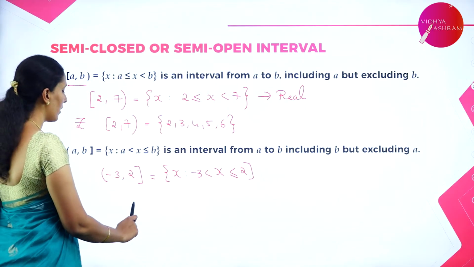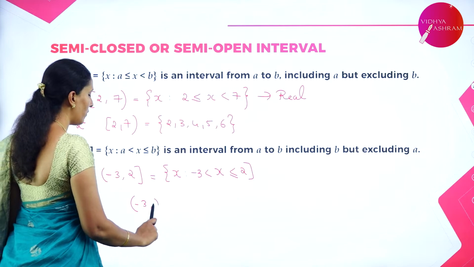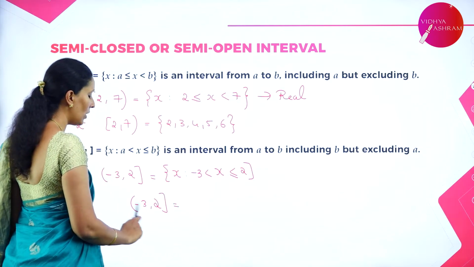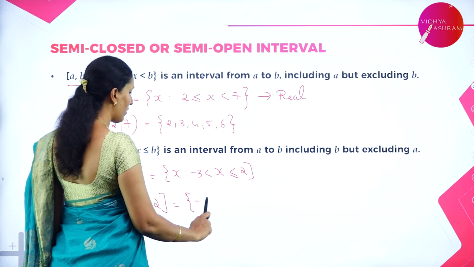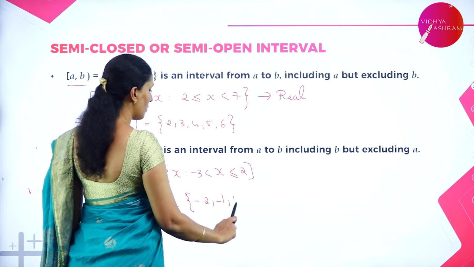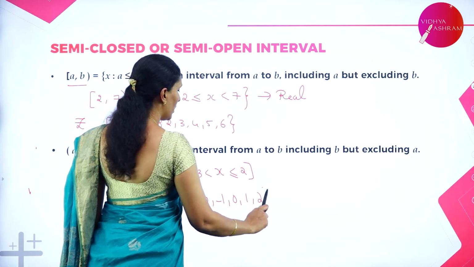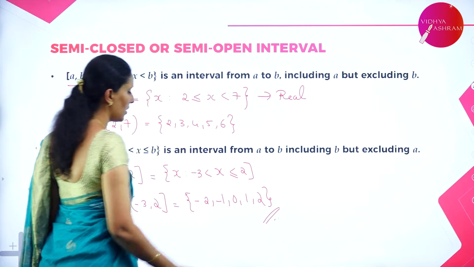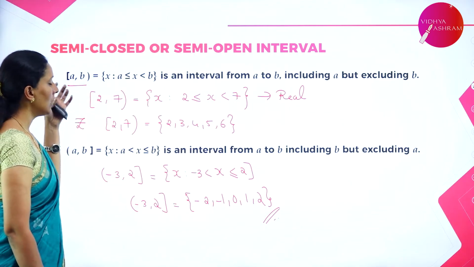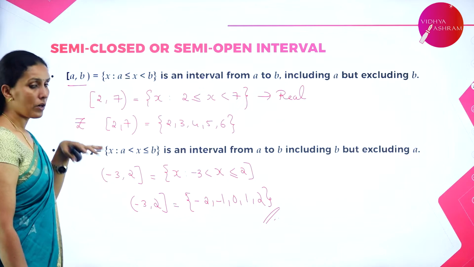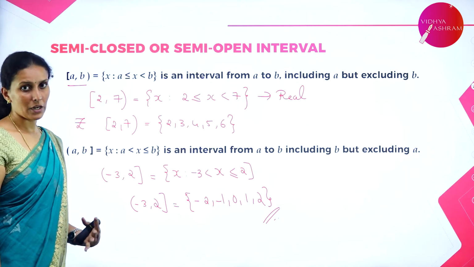The same example in terms of integers, if I take, then I need to leave minus 3, and start the set from minus 2, minus 1, 0, 1, 2. Here I need to include 2 in the set. So this is how we will write the half closed, half open or semi closed, semi open intervals.